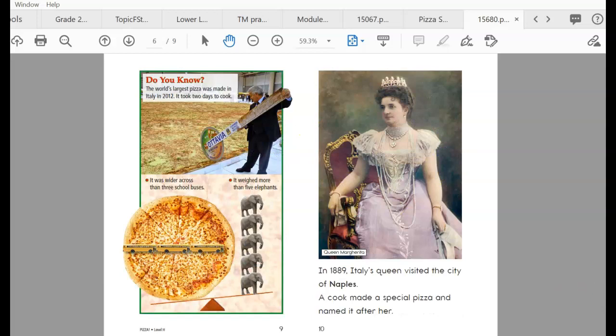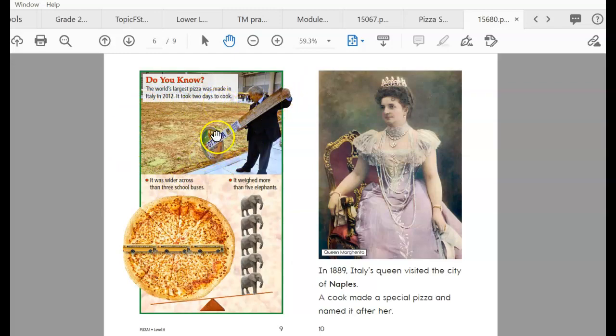Now on the next page, I see that we have this diagram. And on the diagram, I noticed some icons. Look at these icons. I have school buses, and then I have some elephants right here. I'm going to read this part. It says, do you know the world's largest pizza was made in Italy in 2012? Look at this huge pizza. Oh my goodness. It took 2 days to cook.